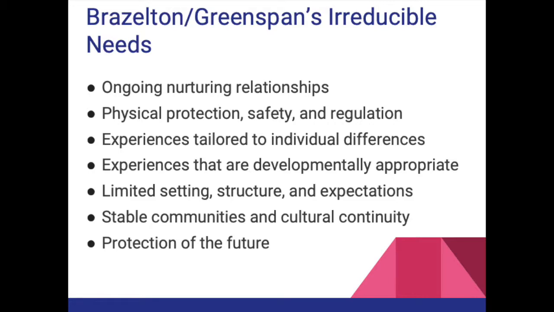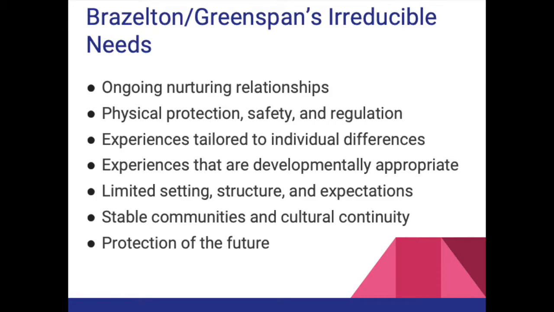The next irreducible need is experiences that are developmentally appropriate. Each child needs experiences tailored to his or her stage of development. Parents and those working in child-related careers need to know and apply best practices for each stage of development as the child matures. The next need is limit setting, structure, and expectations. Children need structure and discipline in their lives. Parents and other adults need to empathize with their children's feelings, or understand and relate to them, but set limits as well. In this way, children can develop self-discipline and resolve conflicts in peaceful ways.